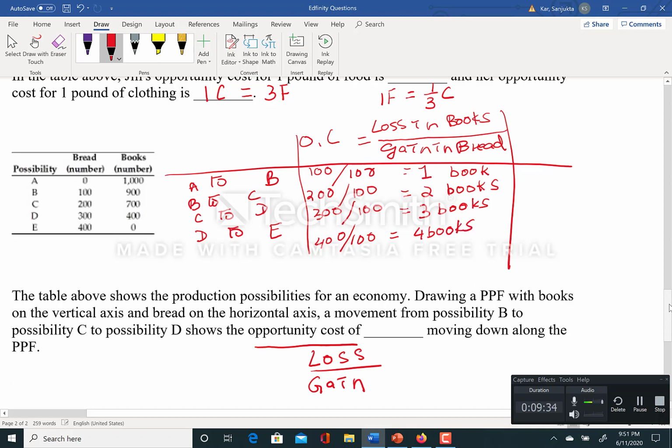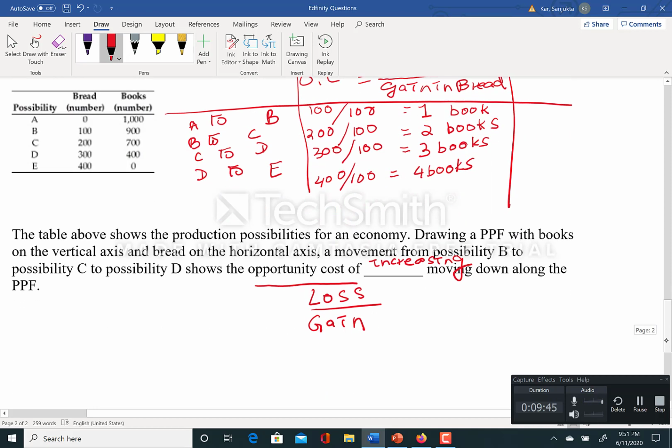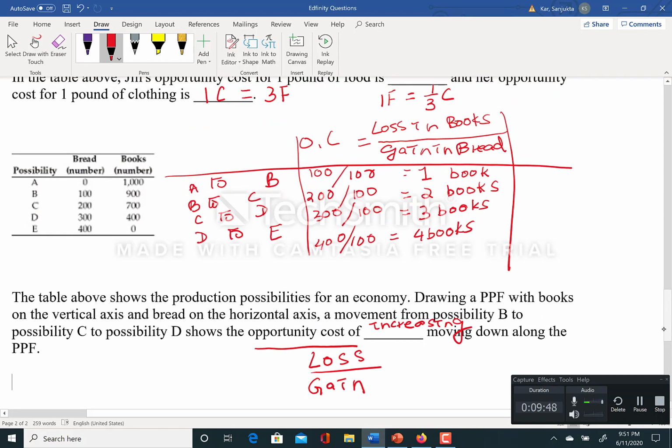So your answer is going to be the opportunity cost is increasing as you move down along the production possibility frontier. So that is it for now.